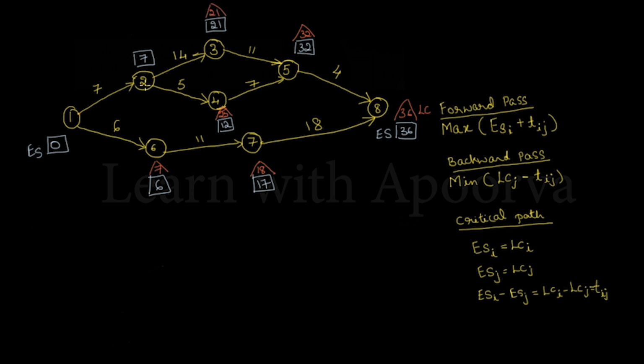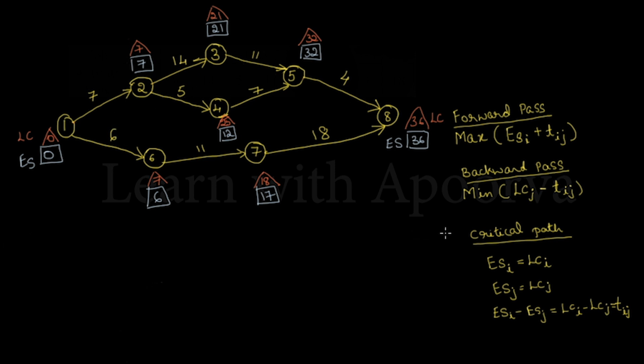For node 2, we have two options, so we have to take the minimum value. One will be 21 minus 14, another one will be 25 minus 5. Among these, the value 7 is least, so we will consider 7 for node 2. For node 1, again we have to take the least among these two paths. One will be 7 minus 7, 0, and another will be 7 minus 6, 1. So 0 is the least value, so we will consider 0 as the latest completion for node 1. With this, we complete the backward pass.